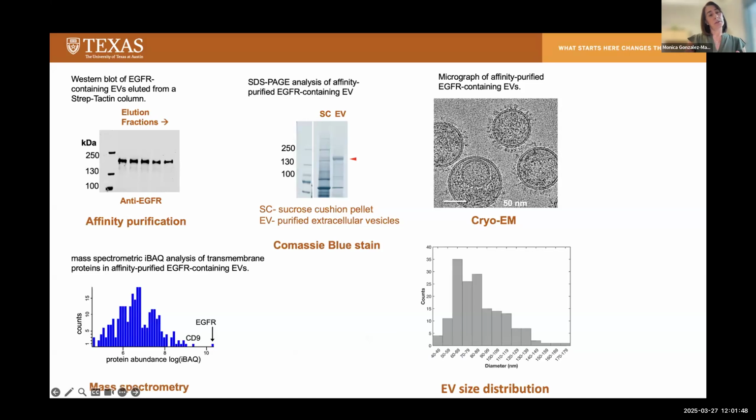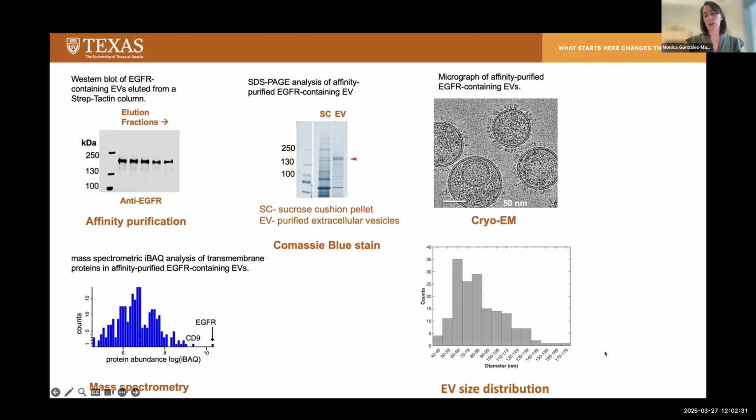Here I'm showing the results of the purification with the elution fractions. This is a Western blot, blotting against the receptor. We did a Coomassie gel to make sure the receptor was purified. This is the starting material, and this is after the purification. And by cryo-EM, we were able to see the vesicles with proteins on the surface that had the size and the shape that indicate that EGFR was there, successfully expressed.